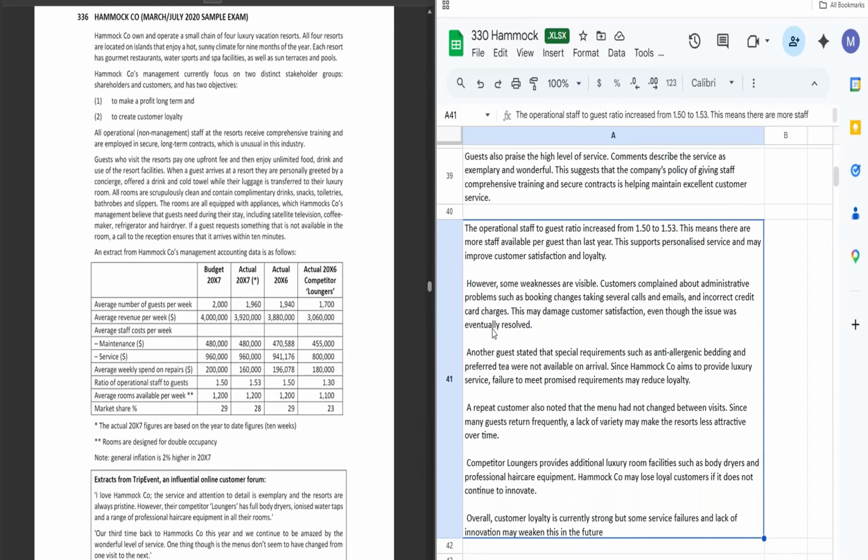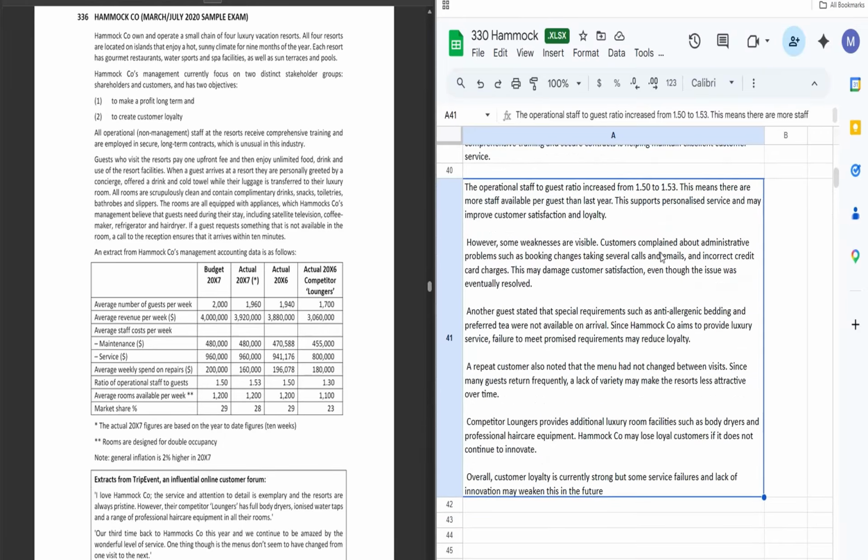Then next, I have explained that the operational staff to guest ratio increased from 1.50 to 1.53, which I have shown here. So this means there are more staff available per guest than last year, and this supports personalized service and may improve customer satisfaction and loyalty. Obviously, if we are increasing the staff, that means we need more staff to handle more customers, right? It also indicates that we are providing personalized service to the customer, and again it is supporting customer satisfaction and loyalty, right?